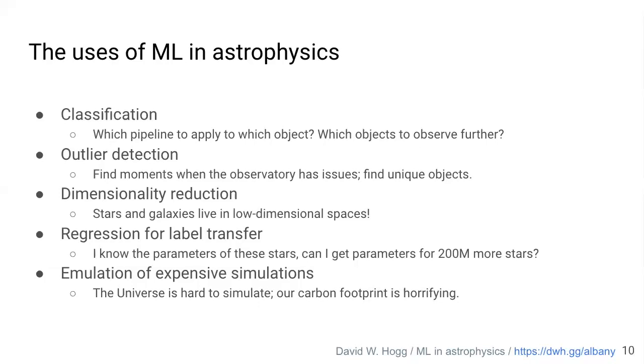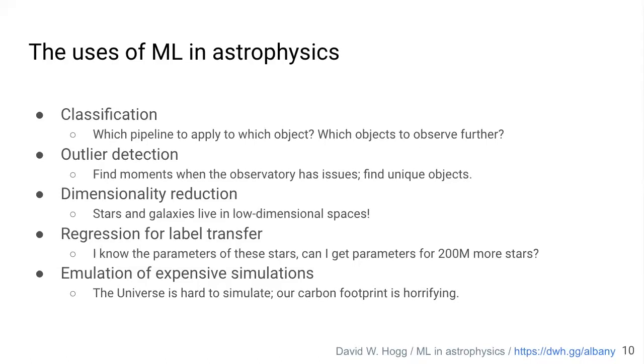Outlier detection. This is a great use of machine learning. It's been very productive in astrophysics. I wouldn't say any huge discoveries came from it, but it's been very productive to find objects that don't look like other objects, because those are interesting. Dimensionality reduction, that's going to come up later. One of the things that's amazing about almost all astrophysical objects is they all live in very low dimensional spaces. And if you can discover that low dimensional space, it usually helps you.